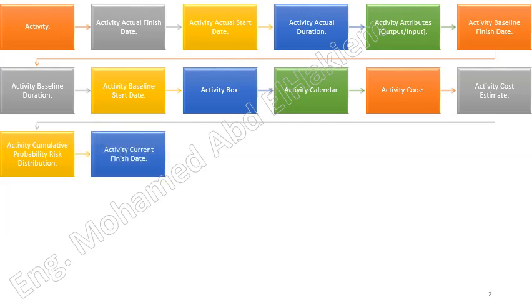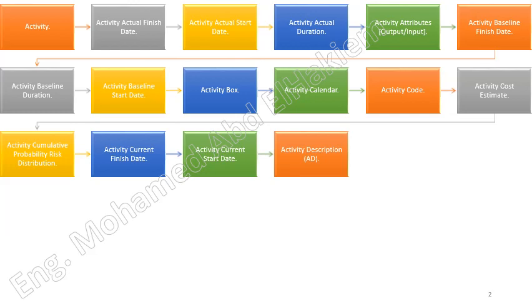Activity current finish date. The current estimate of the point in time when the schedule activity will be completed, where the estimate reflects any reported work progress. See also activity scheduled finish date, activity baseline finish date, current finish date. Activity current start date. The current estimate of the point in time when the schedule activity will begin, where the estimate reflects any reported work progress. See also activity scheduled start date, activity baseline start date, and current start date.